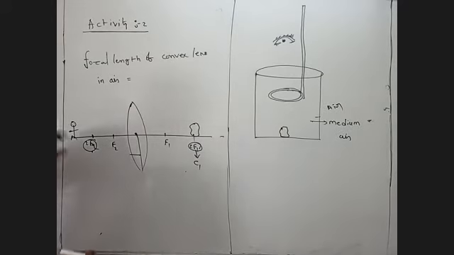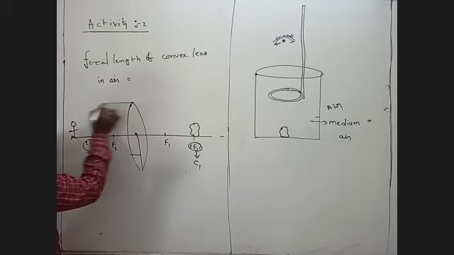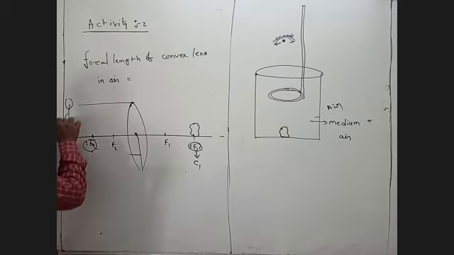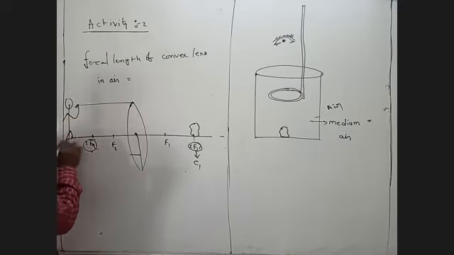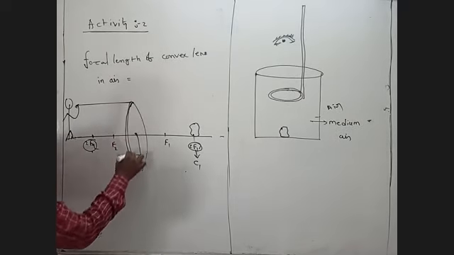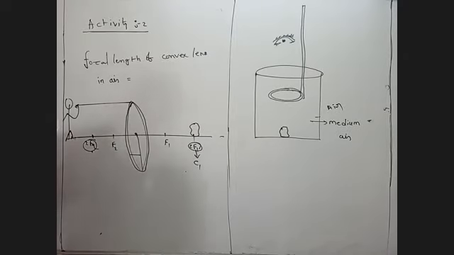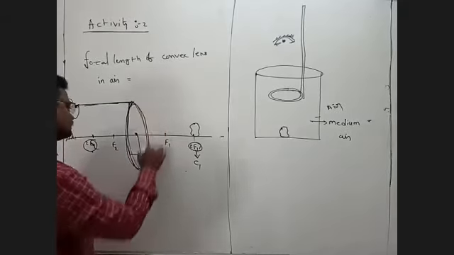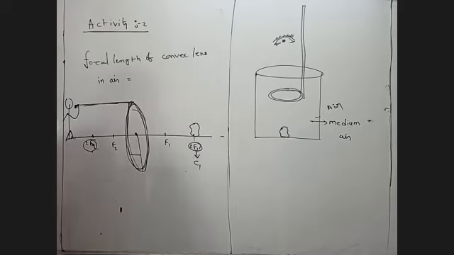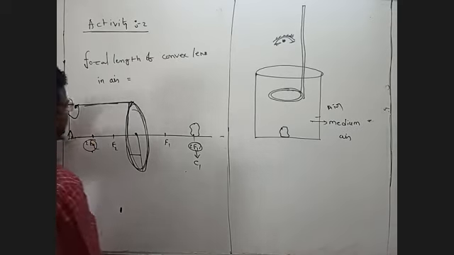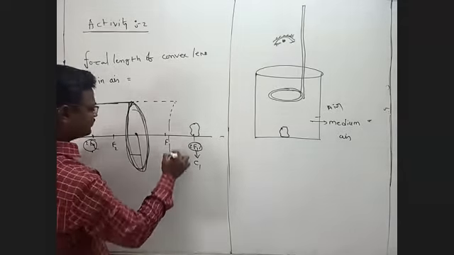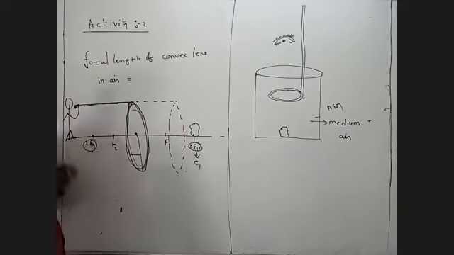Now this is a person, and this is the elbow of the stick. This is a stick, and the stick holds the convex lens. First of all, this stick is kept here very near.